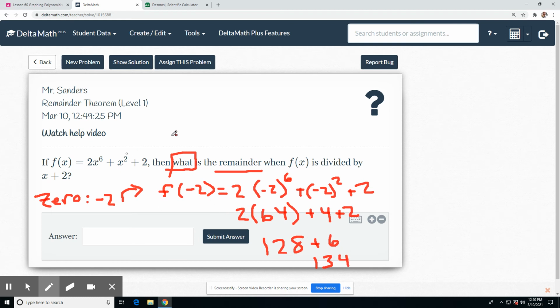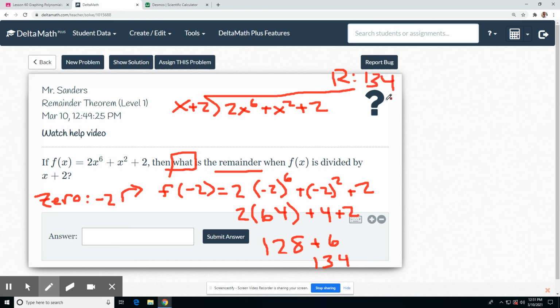All right. So what this is saying is that if you divided x plus 2 into 2x to the sixth plus x squared plus 2, the remainder will be 134. We'll still have that left over. Okay, so it does not go into it evenly.